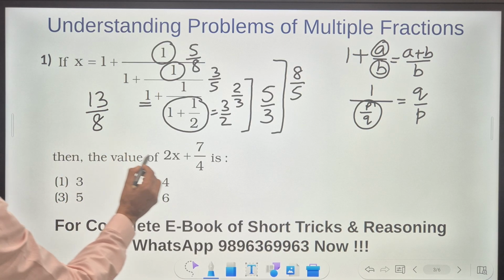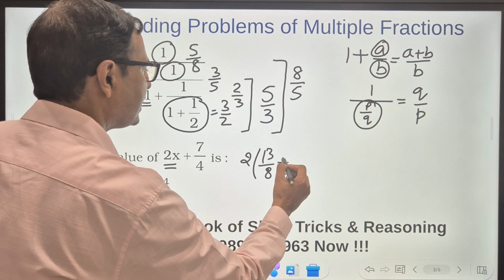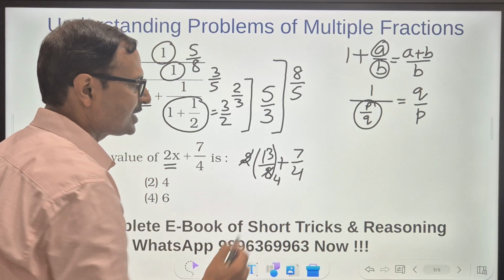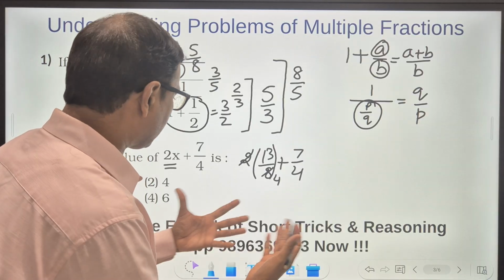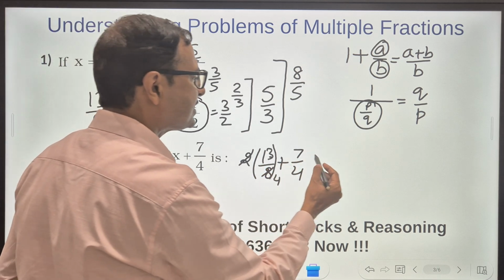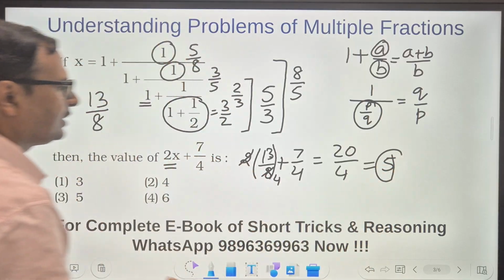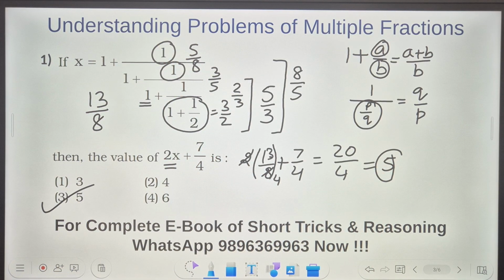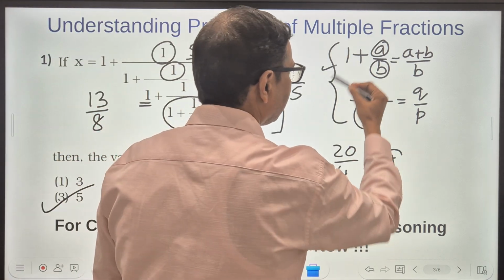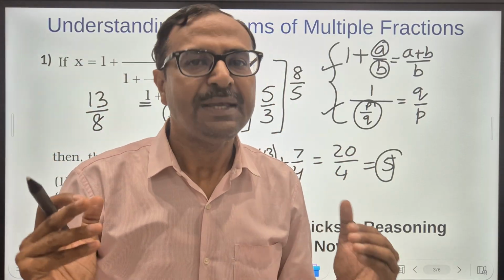So now you have to put 13 upon 8 here. So 2 times 13 upon 8 and plus 7 upon 4. So you can see 2 cancels this because they have given it purposefully, so that the calculation becomes easier, because all these options are whole numbers. So 13 plus 7 is 20 and upon 4, which gives you 5 as the final answer for this particular question. See how two logics, they work so well in understanding and simplifying these type of questions very, very easily.